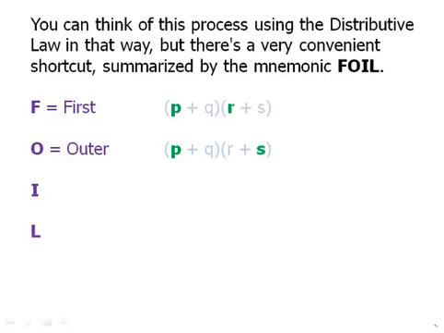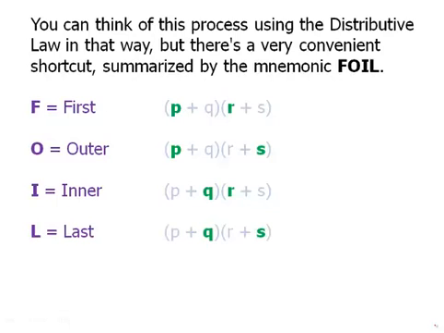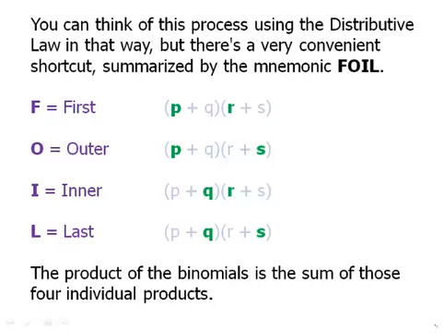Then we look at the outer pair. That is to say, the very first in the first parenthesis and the very last in the last parenthesis. Those are the outer ones. Then those of course are the inner ones. The last in the first parenthesis and the first in the last parenthesis, q and r. And then finally, we look at the two last terms. The last in the first parenthesis and the last in the last. So those are the four pairs we're going to look at, summarized by first, outer, inner, last. The product of the binomials is the sum of those four individual products. So in other words, if we add first plus outer plus inner plus last, that is the product of the two binomials.